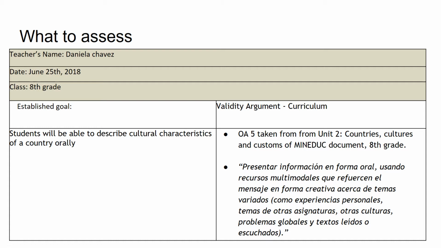Okay, the established goal was that students will be able to describe cultural characteristics of a country orally. And in regards to that, the validity argument in relation with the curriculum is taken from the OA5 from the Unit 2 Countries, Cultures and Customs of the mini document from 8th grade. Basically, in this OA, they had to present information orally by using the content learned in classes and using as well personal experiences, as well as information from other classes and other cultures or texts that were previously read or listened to.